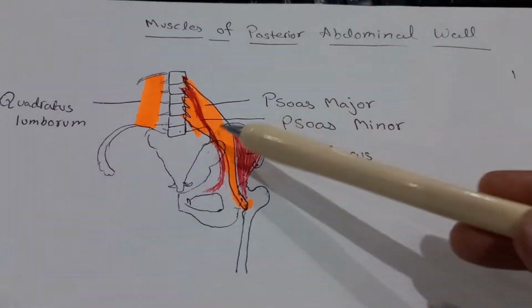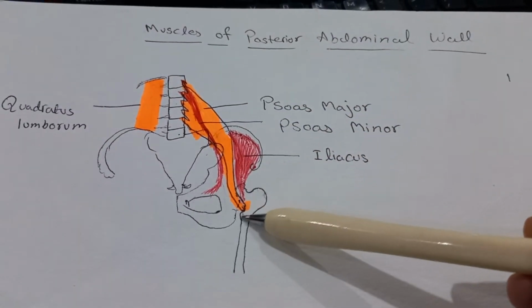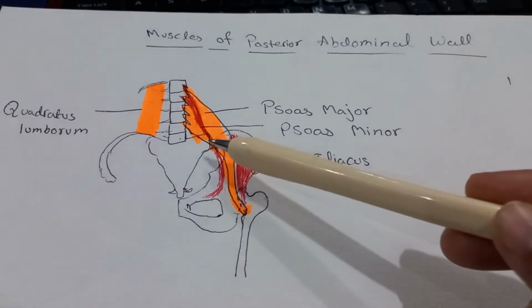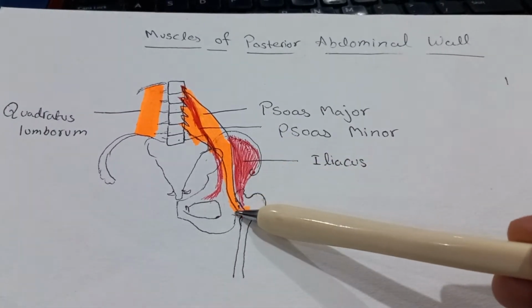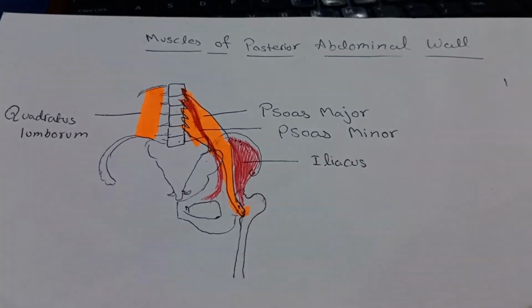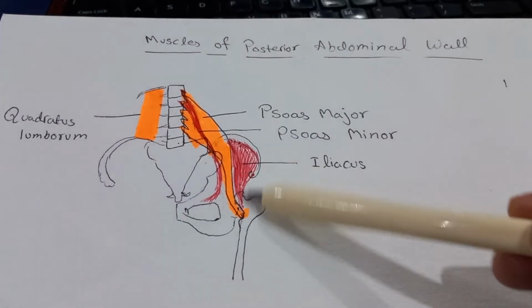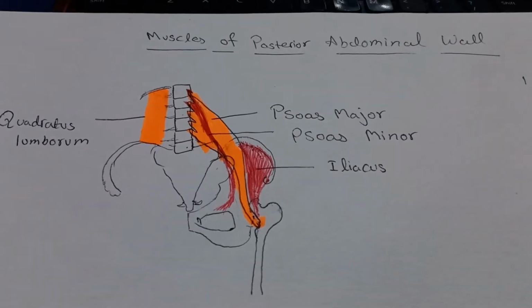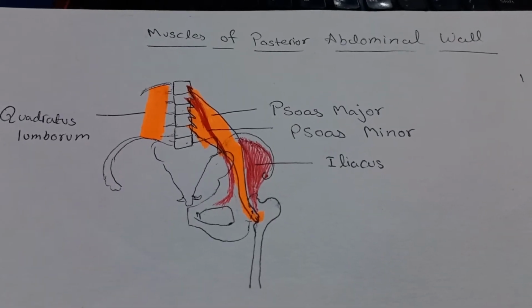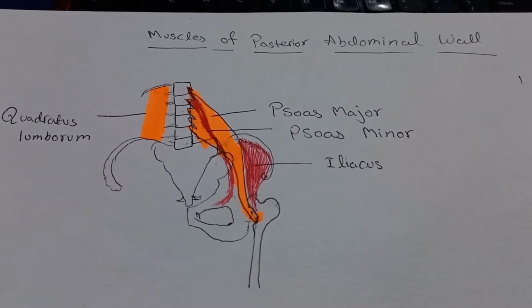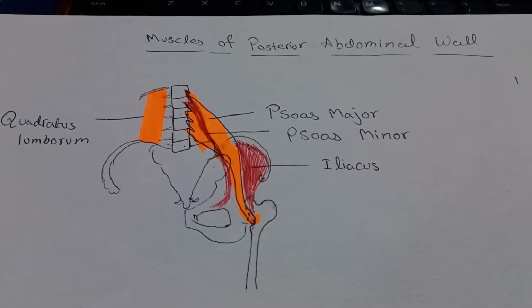Psoas major muscle is finally inserted over the lesser trochanter of the femur bone. This muscle passes behind the inguinal ligament and is inserted over the lesser trochanter of the femur bone along with iliacus muscle. Psoas major muscle is innervated by spinal nerves L2, L3 and sometimes L4.